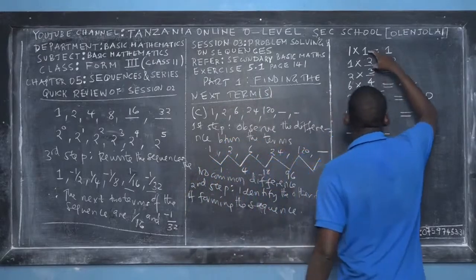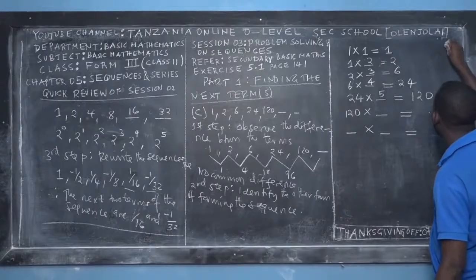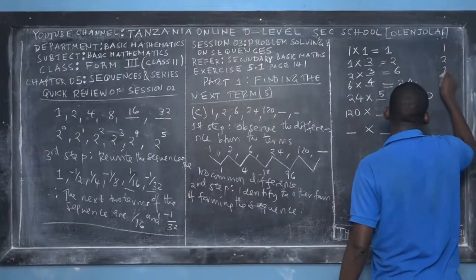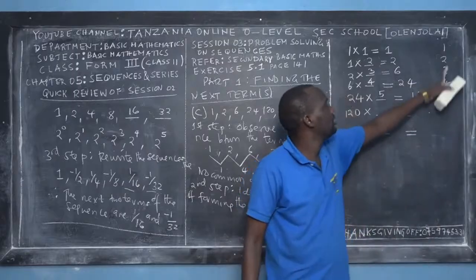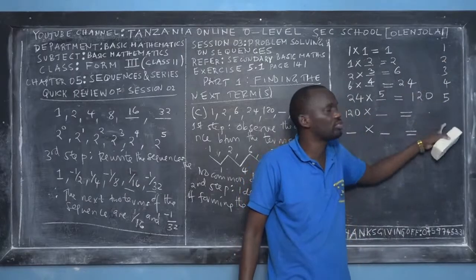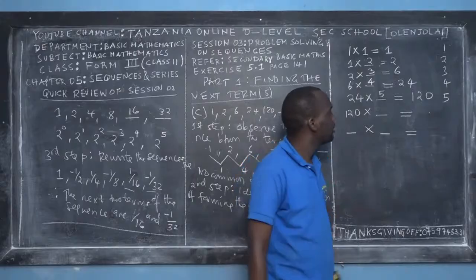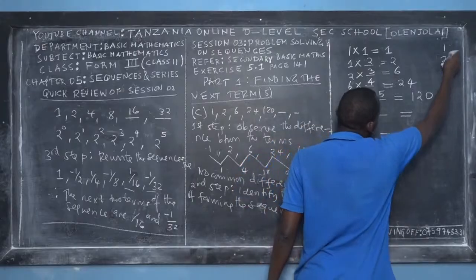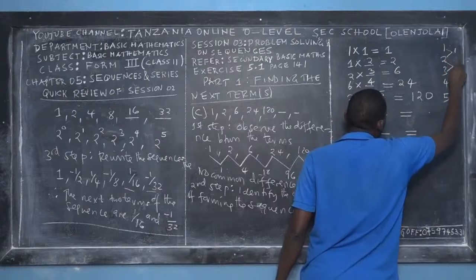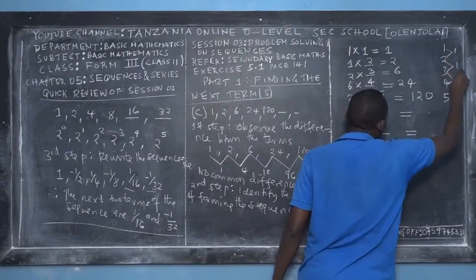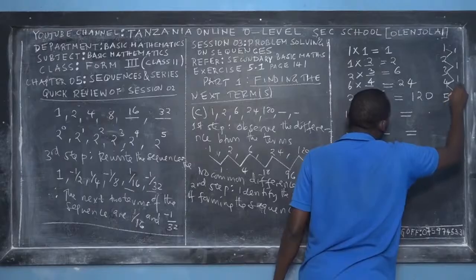So if you analyze this arrangement, we find that it's 1, then 2, then 3, then 4, then 5. So this is the sequence of natural numbers. If it is natural numbers, the common difference between them is 1. The common difference between this and this is 1, between this and this is 1, and between 4 and 5 is 1.